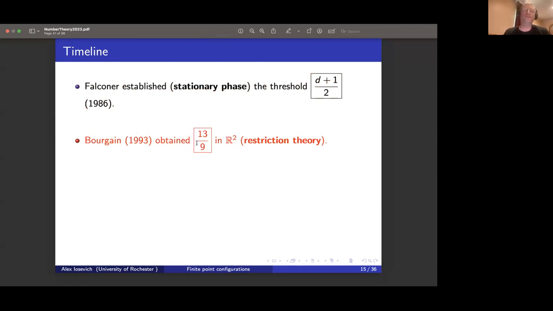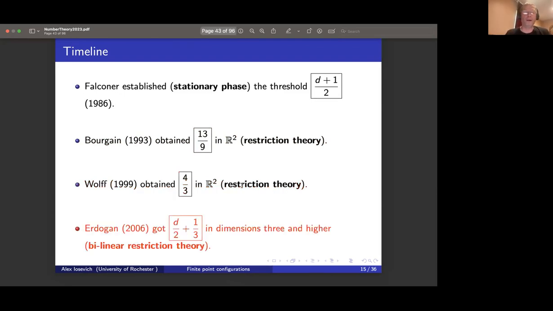Bourgain improved the two-dimensional exponent to 13/9, but as usual, Bourgain did much more. He introduced restriction theory, Fourier restriction theory, to the study of this problem. And in one form or another, this has guided the developments in this problem ever since. In other words, this was a normal day in the life of Jean Bourgain. In 1999, Tom Wolff improved Bourgain's exponent to 4/3 in R2, again using a restriction type argument. Burak Erdogan obtained the exponent d over two plus a third in dimensions three and higher using bilinear restriction theory.